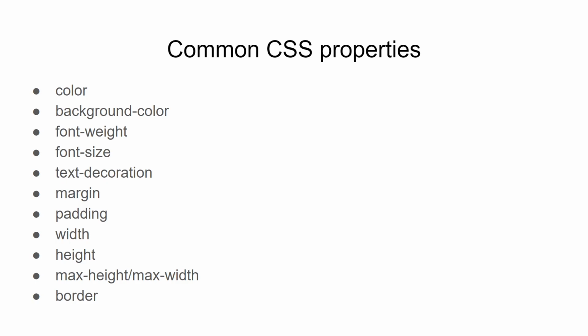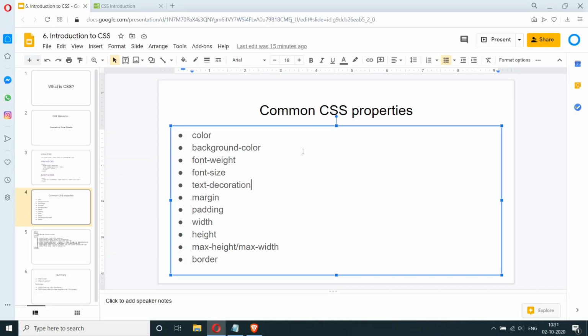In the previous video, we saw what CSS is and how to use inline CSS. And I also spoke about some of the differences between inline, internal, and external CSS, which are different ways of specifying CSS. In this video, we're going to look at some of the most common CSS properties. So let's get started.